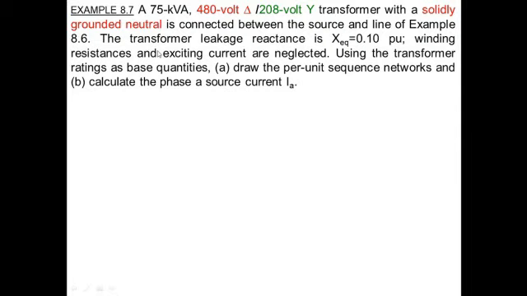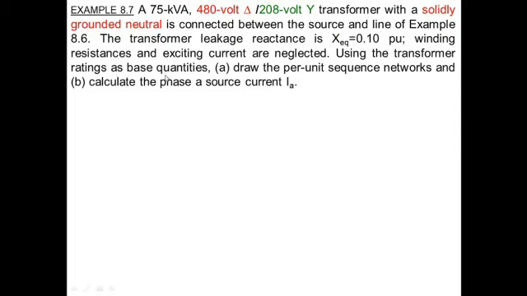So what was example 8.6? We already discussed in the first part of this lecture, and we solved in detail example 8.6. The leakage transformer reactance is 0.10 per unit. The equivalent reactance is 0.10 per unit. The winding resistance and excitation currents are neglected. So we are not worried about winding resistance and exciting current.